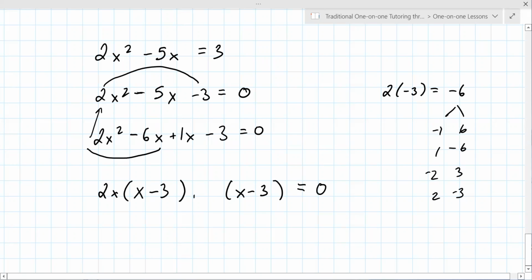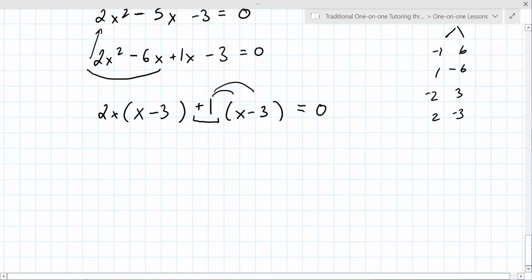Okay, now we got to figure out what goes here such that when you multiply it in to x minus 3, you get back to x minus 3. 1. Okay. And then now you have to factor out again whatever is common to both. You see how the x minus 3 is common to both? So that comes out. What goes inside parentheses here? What is left over? 2x plus 1. Yeah. All right.